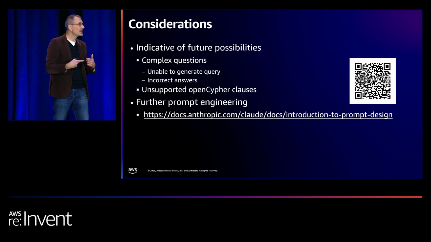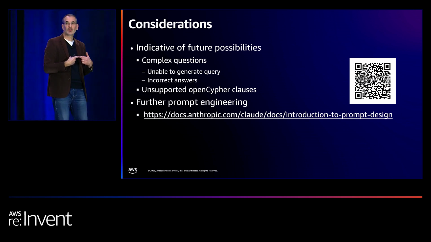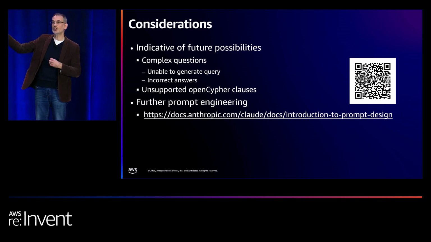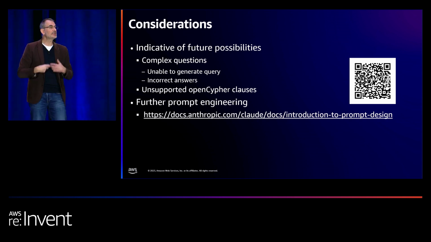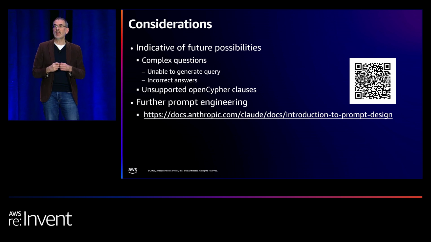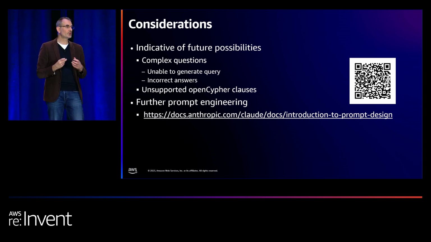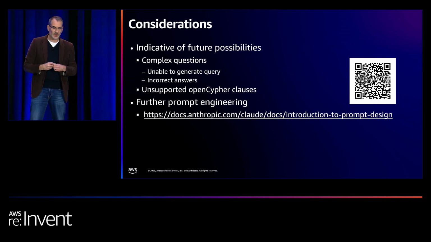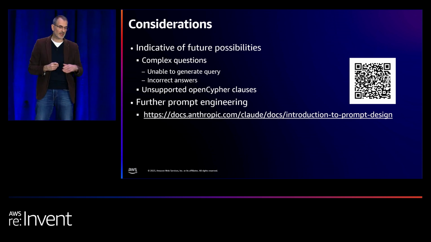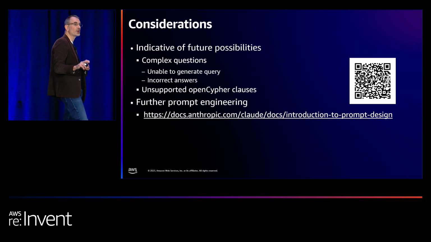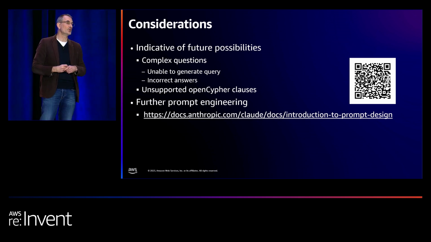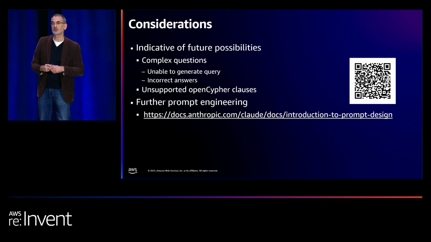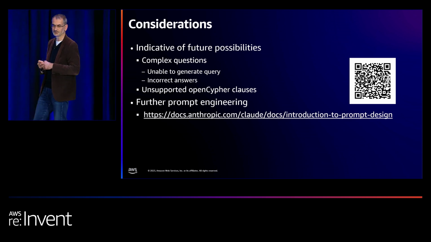So this is really just indicative of future possibilities. There are ways of improving the kinds of responses that you get. Whilst LangChain is doing some of that prompt engineering, you can actually supply additional prompts that will further help guide the model to produce a meaningful query or a meaningful response. And this document from Anthropic is a very good introduction to how you can do your own prompt engineering to help improve the kind of results that you're getting from working with a large language model.